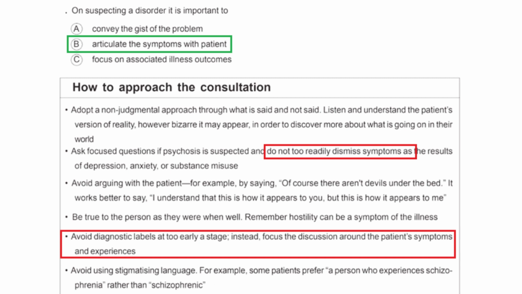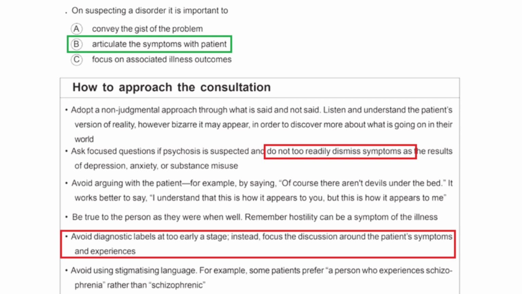This option is correct because it emphasizes the importance of communicating and discussing the patient's symptoms with them. This approach allows for a better understanding of the patient's perspective, which is crucial for making an accurate diagnosis and providing appropriate care. It aligns with the advice in the provided text, which encourages understanding the patient's version of reality and focusing on their symptoms and experiences.